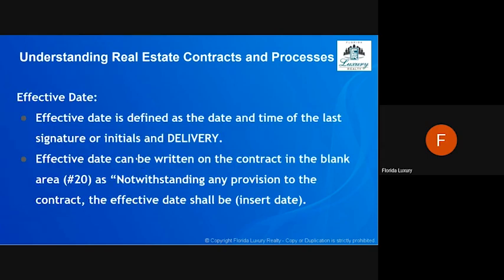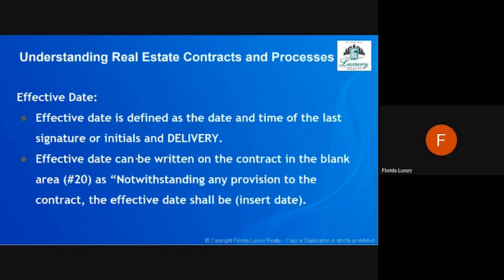Now, the effective date. The effective date is defined as the date and time of the last signature or initial and delivery. Now, that's important. Technically, the last initial was done yesterday, but I didn't get the email for it until 10 o'clock this morning. What is my effective date? 10 o'clock this morning, when it has been delivered.